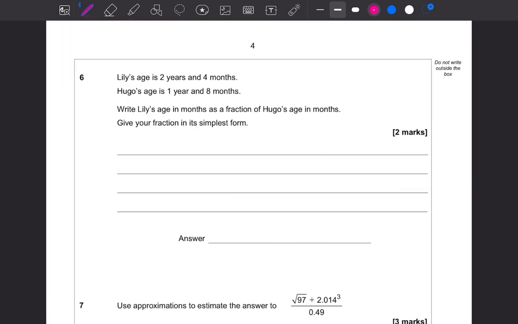Lily's age is 2 years and 4 months. Hugo's age is 1 year and 8 months. Write Lily's age in months as a fraction of Hugo's age in months. Give your fraction in its simplest form. So we'll change these both to months. There's 24 months in 2 years, 24 plus 4 is 28. And there's 12 months in 1 year, plus 8 gives us 20. We want Lily's age in months as a fraction of Hugo's age, so that means we want to do Lily on top of Hugo. So we have 28 over 20, which cancels down to be 14 on 10, and cancels down again to be 7 on 5.